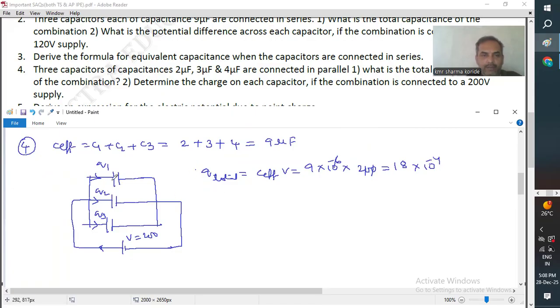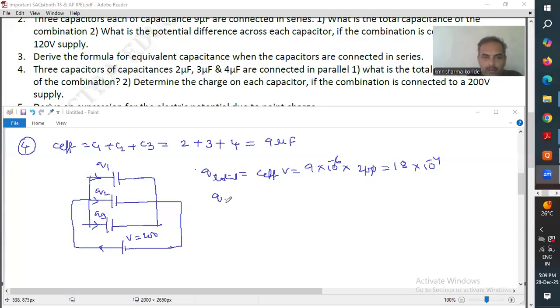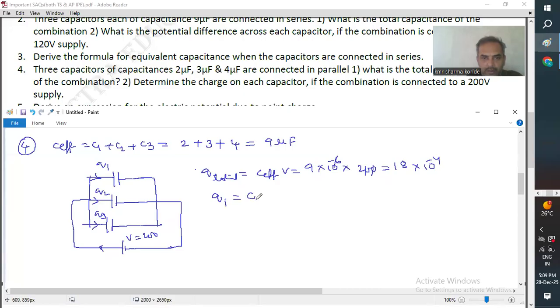So in order to find the charge on the first capacitor, Q1 equal to C1V, because potential is the same. C1 is 2 into 10 to the power of minus 6, so 2 microfarad into V is 200. So it will be 4 into 10 to the power of minus 4. Similarly, Q2 equal to C2V. C2 is 3 microfarad with 200. So this is 6 into 10 to the power of minus 4.